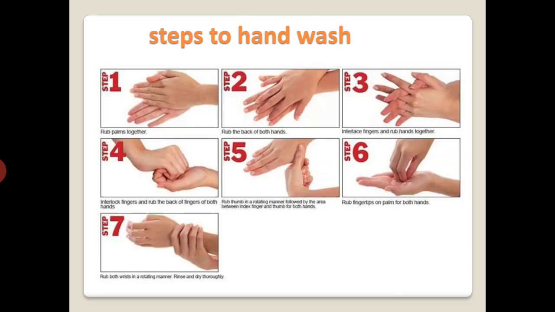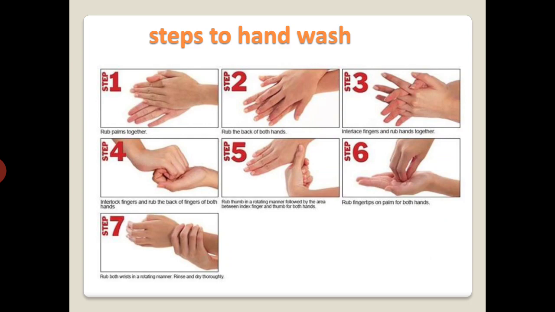And coming to the steps of hand wash. First, you wet your hands with water and then apply enough soap to cover all the hand surfaces. Then start with the first step, that is rub the hands palm to palm, and then the second step, right palm over the left dorsum with interlaced fingers and vice versa.